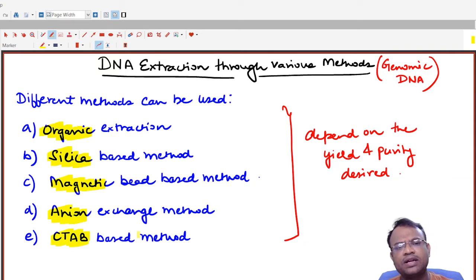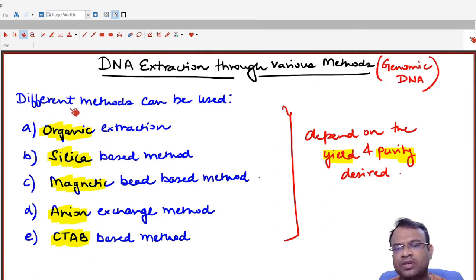And what are the salient features on the basis of which these methods differ from each other? The DNA that you get from each one of these methods differs in terms of yield as well as purity. Each method has its own positives and negatives, and because of that the yield and purity of the DNA obtained from these methods can vary. So let us start with the first method.